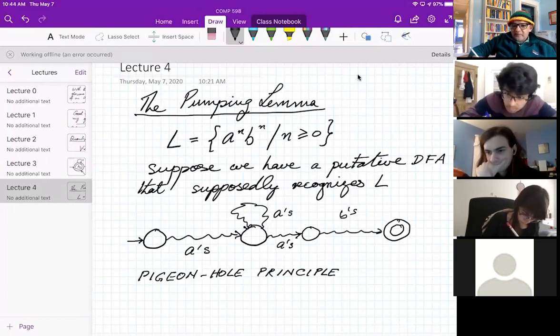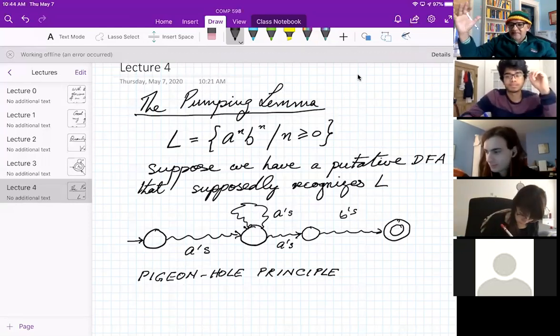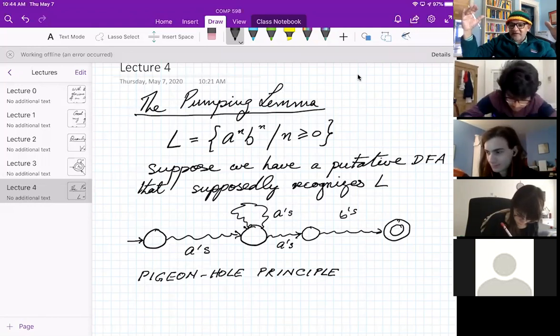This principle was named by the Brits. That's why they called it the pigeonhole principle. I guess in America, it would have been called the mailbox principle. The idea is if you have an array with, let's say, n boxes, and you try to stick m things in those n boxes, and m is bigger than n, one of the boxes must get more than one element.